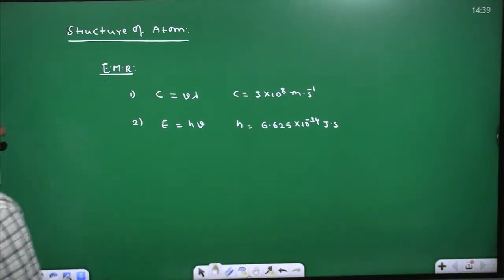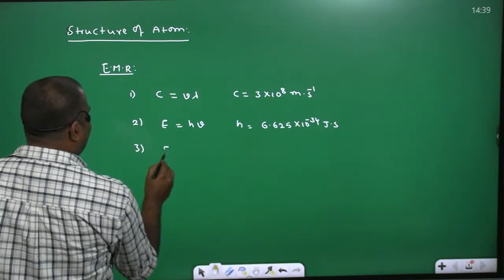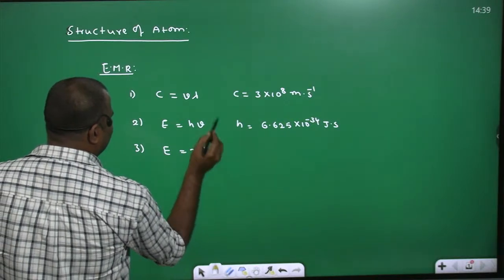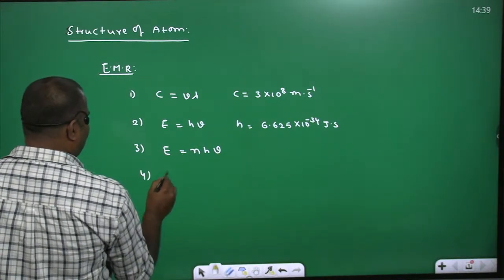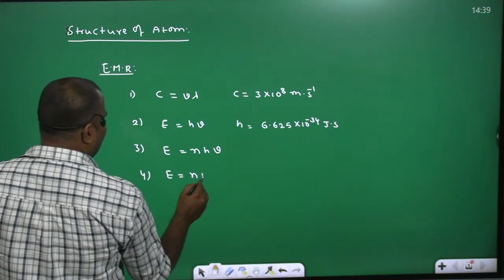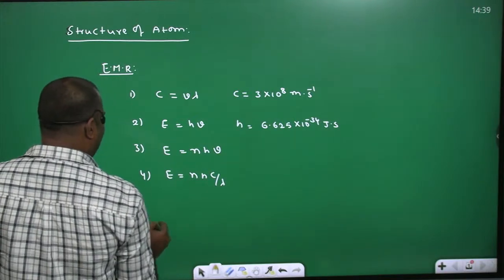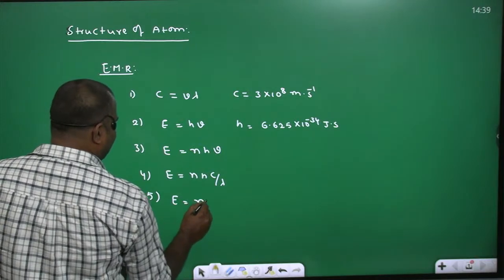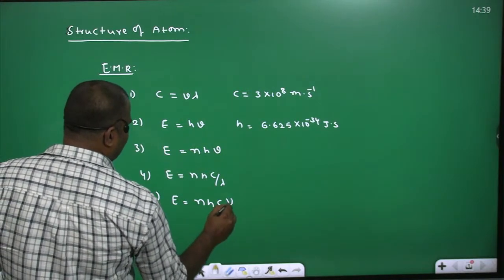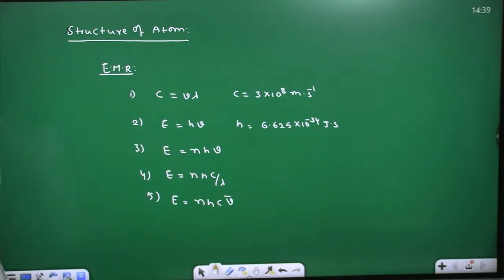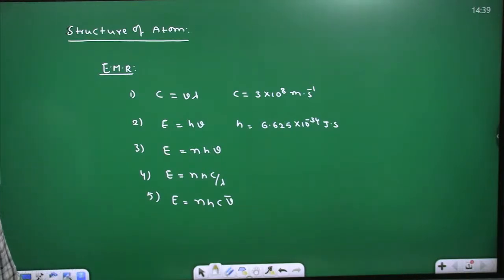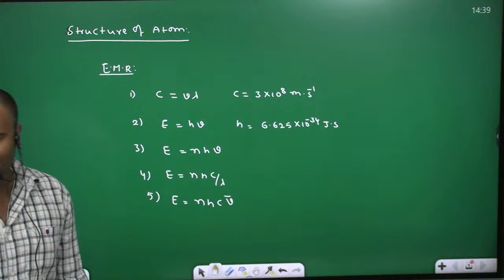Then from this you can write E equal to number of photons, also you can write E equal to nh nu, so that you can write E equal to nhc by lambda. That 1 by lambda is called wave number, so you can write nhc nu bar. These are the formulas related with electromagnetic radiation.